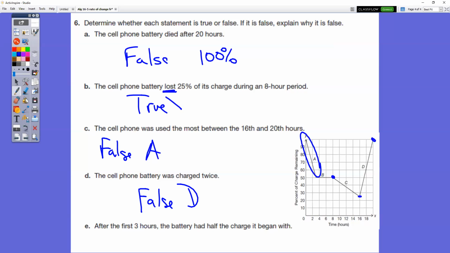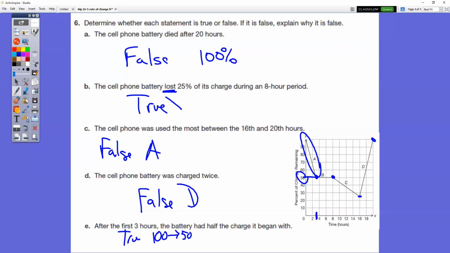And letter E, after the first 3 hours, the battery had half the charge that it began with. After the first 3 hours. So here's hour 3. We're looking right there. Ding, ding, ding. 50%. It started at 100 and then it ended up at 50%.